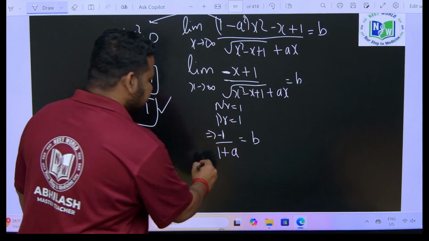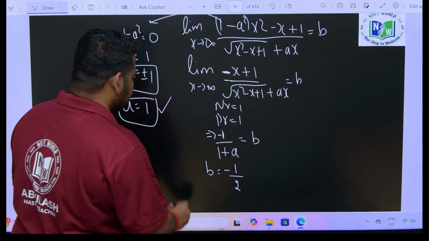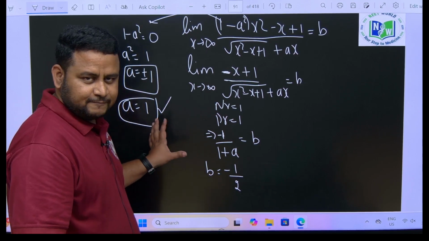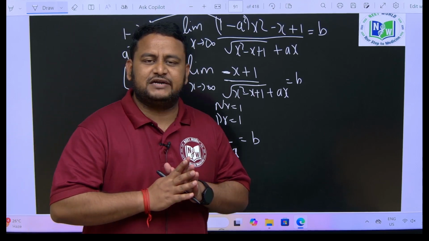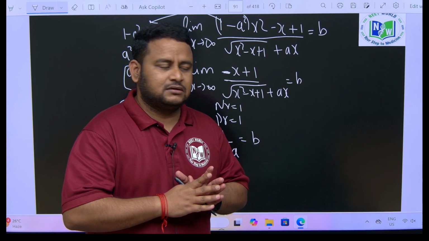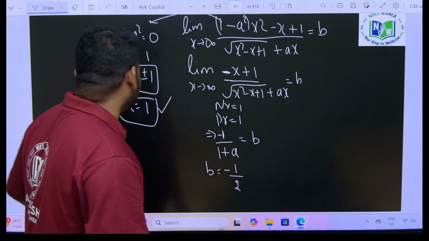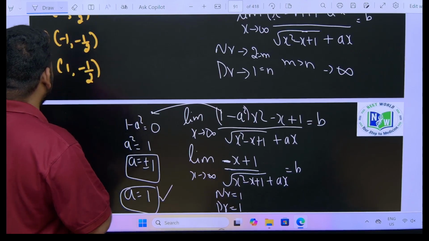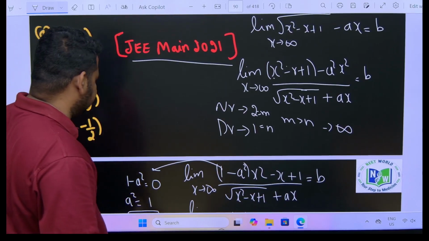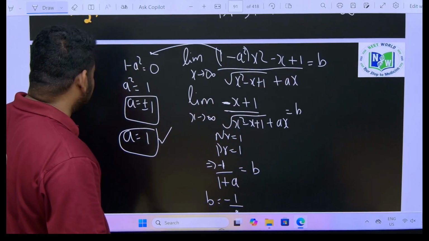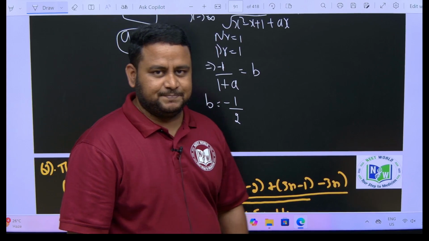If I take plus 1, b will be equal to minus 1 by 1 plus 1, that is minus 1 by 2. So the answer is a is equal to 1 and b is equal to minus half. They are asking for the ordered pair a comma b, that is 1 comma minus half, which is given in option D. Got it, friends? Very simple.